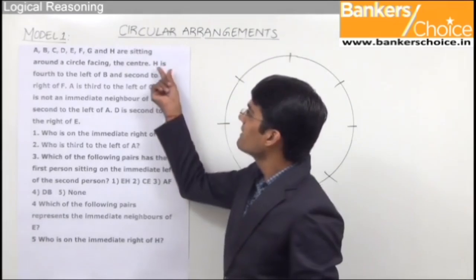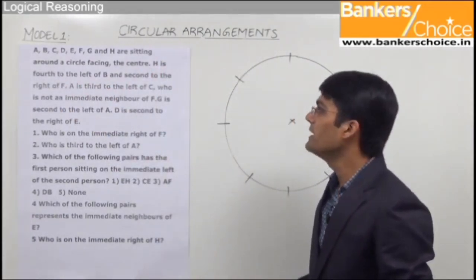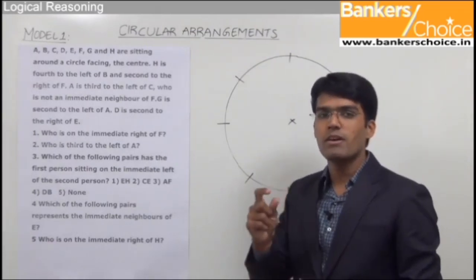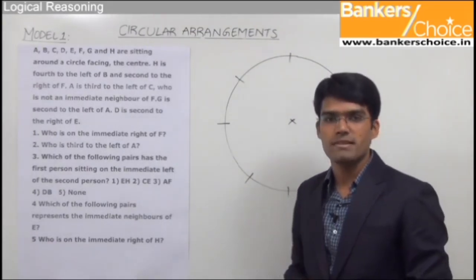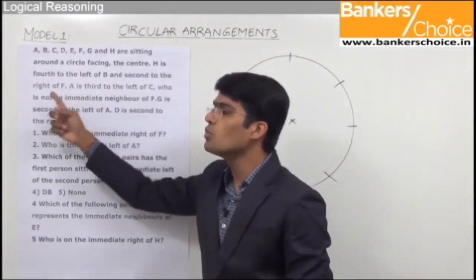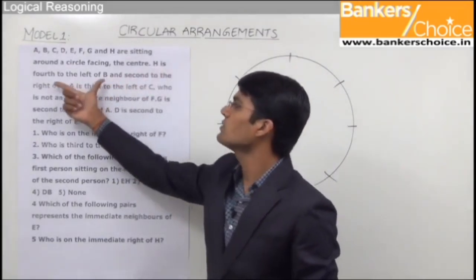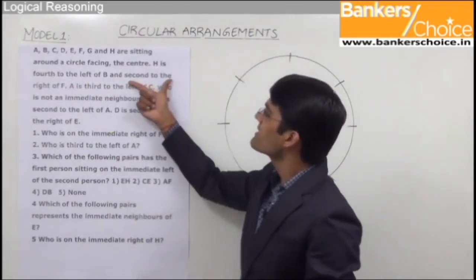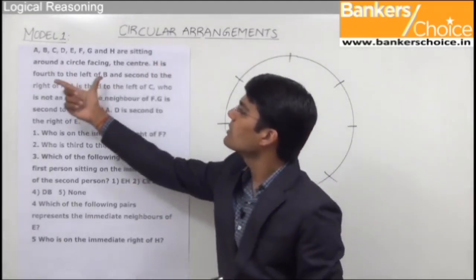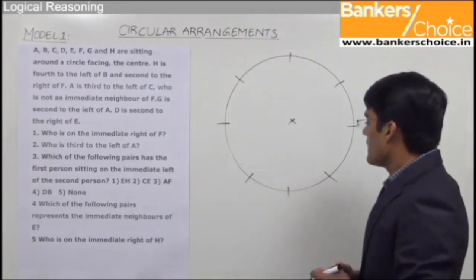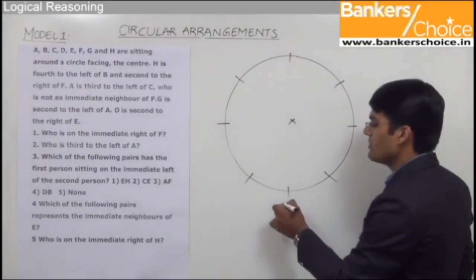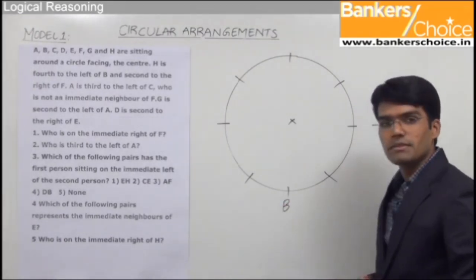The first statement here is: H is 4th to the left of B and 2nd to the right of F. As we have discussed, whenever the word and is used, we refer to the first person in the second part of the statement. So here we can break the complete sentence into 2 parts. That is, H is 4th to the left of B and H is 2nd to the right of F. So let us now use the first part, that is H is 4th to the left of B. As we know that we always start from the bottom of the circle when they are facing center, let us assume that B is taking this position.